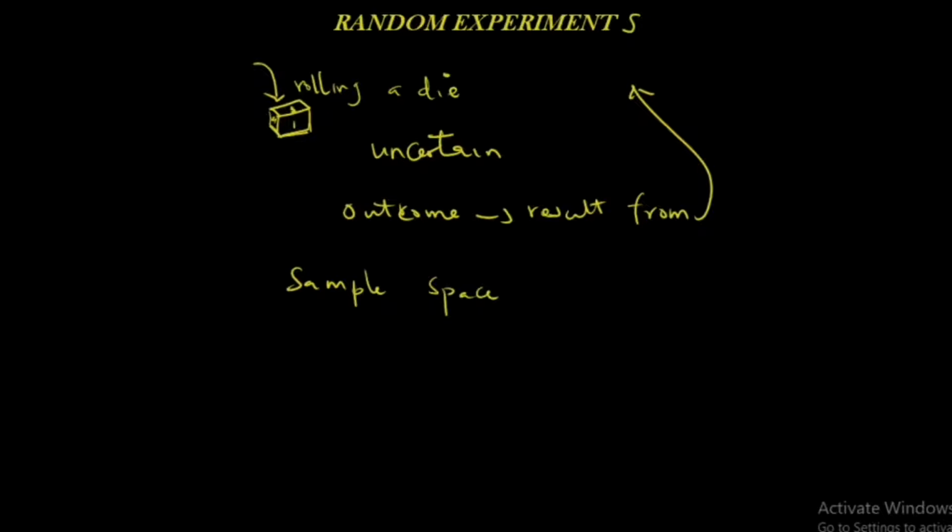In set form, we could say that the sample space is our universal set. So this represents our universal set. So let's look at some random experiments and their sample space.